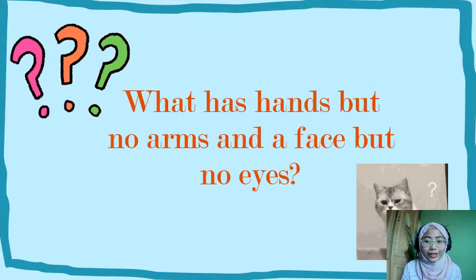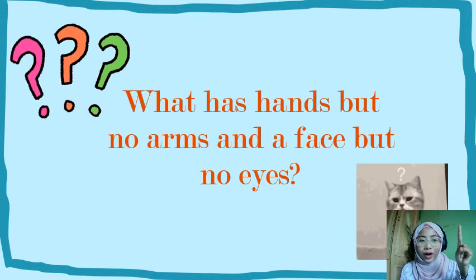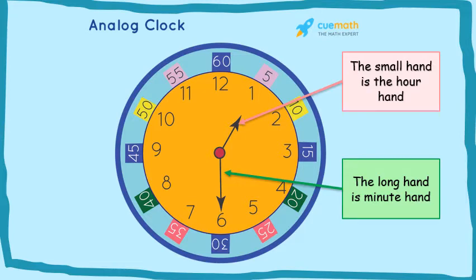Okay, I will show you the answer in 3, 2, 1. Ta-da! This is the answer for the riddle. The answer is clock. Do you know what is clock? Well, clock is an item, a thing that shows you time. Clock has a face. It has 2 hands. This small hand is the hour hand. 1, 2, 3, 4, 5, 6, 7, 8, 9, 10, 11, 12.